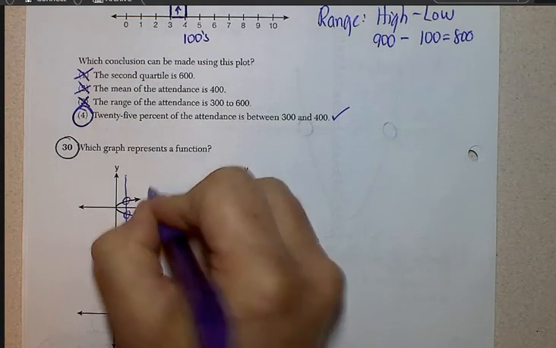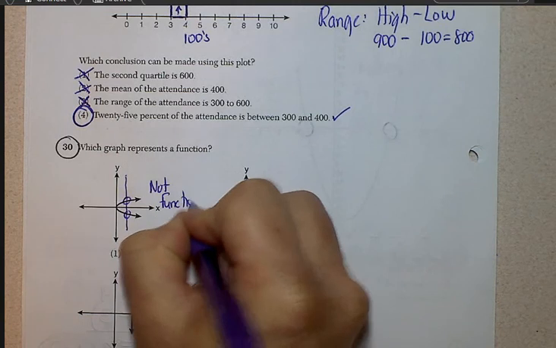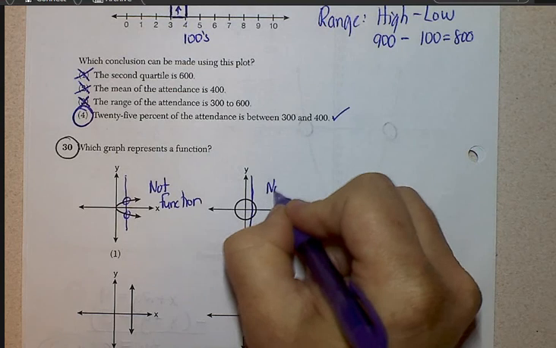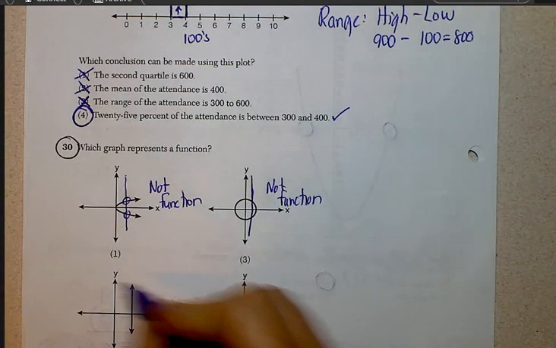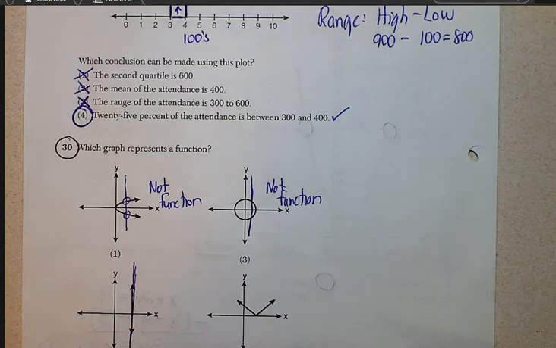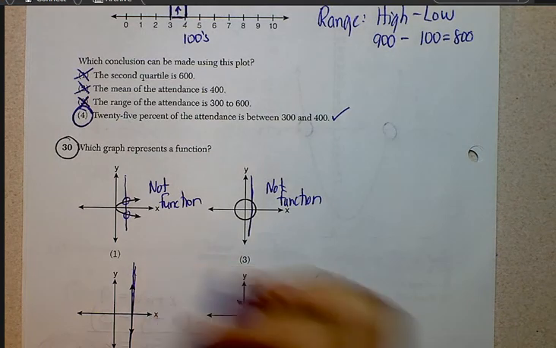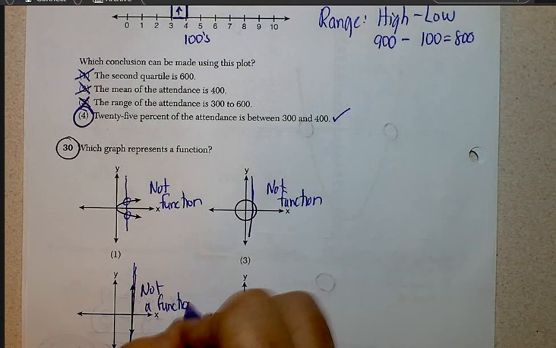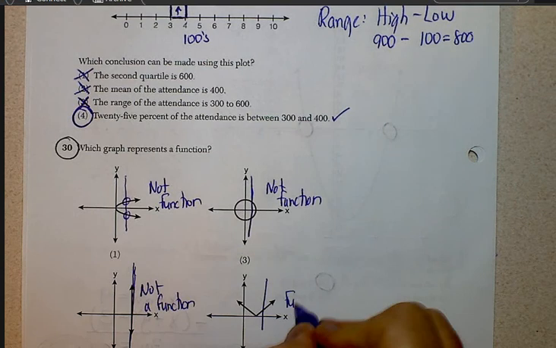So this is not a function. I draw a vertical line, it hits it more than once, not a function. This one, be careful. If you draw a vertical line on the vertical line, it's actually hitting it way more than once, infinitely many times, so this is still not a function. And if I take a vertical line and draw it through this graph, you can take any vertical line and draw it through, it's only going to hit it one time. This is the one that's going to be our function. Choice 4.